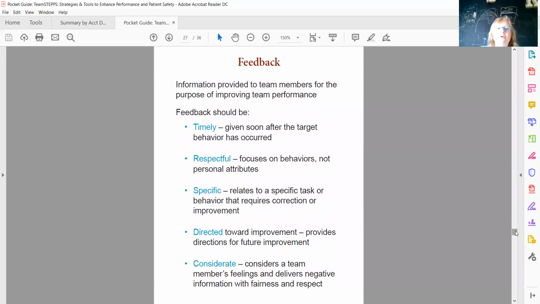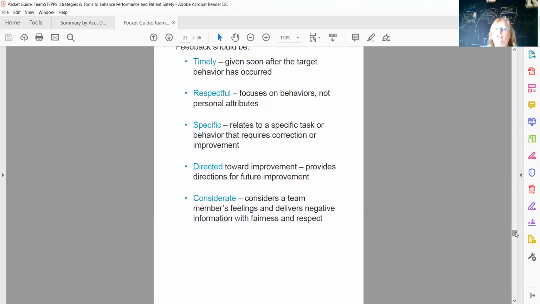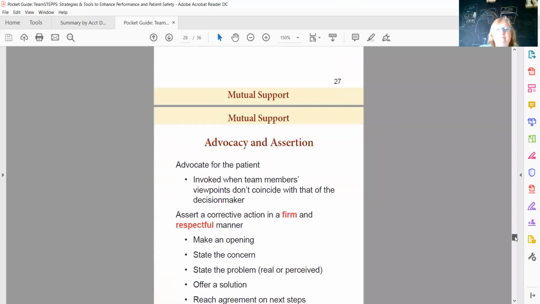When we give feedback, it's important that we understand how feedback should be given. And we all know this, we've learned this in a variety of places, but it should be timely. It's not helpful to say, a week later, oh, by the way, I didn't like that. Respectful, focus on the behaviors and not the person. Specific, exactly what was the issue. Directed, so how do we make it better, not just sit in the I'm not happy with this. And considerate. People have feelings, people are living through a lot.